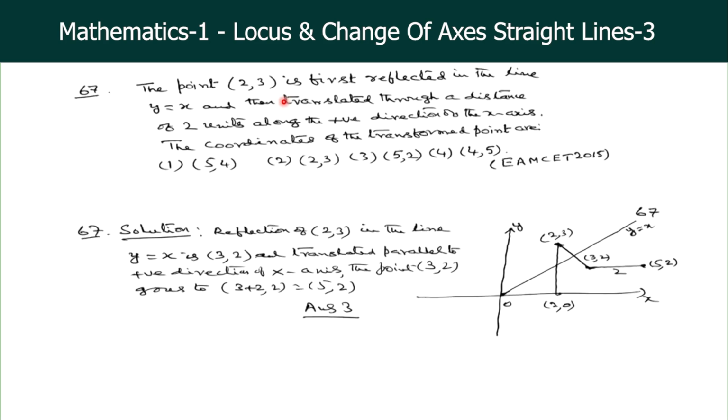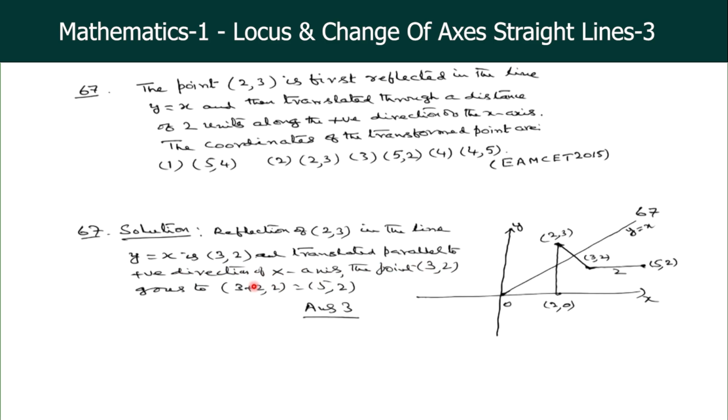Next. The point (2, 3) is first reflected in the line y = x and then translated through a distance of 2 units along the positive direction of the x-axis. The coordinates of the transformed point are: 1) (5, 4), 2) (3, 2), 3) (5, 2), 4) (4, 5). This is EAPCET 2015. See, the reflection of (2, 3) in the line y = x is (3, 2).